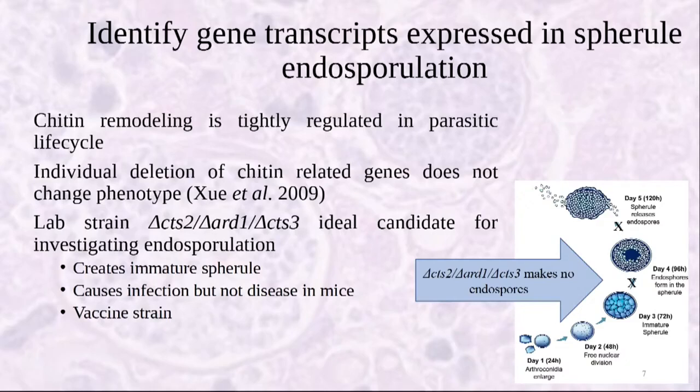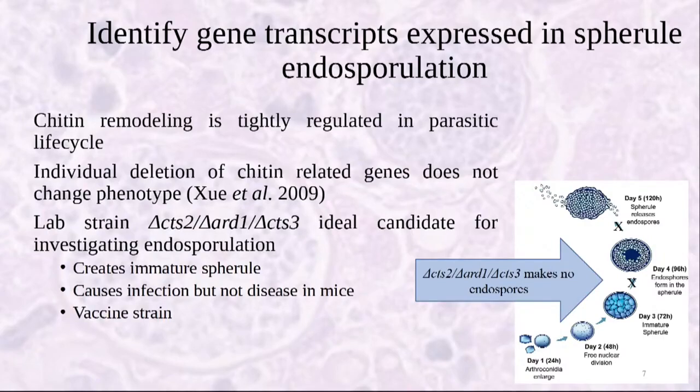So if we want to identify those transcripts expressed in the spherule endosporulation process, what would be a strategy that we would take? We have chosen to assess and compare transcriptomic profiles between a mutant strain that basically is blocked at a certain stage in this endospore cycle.